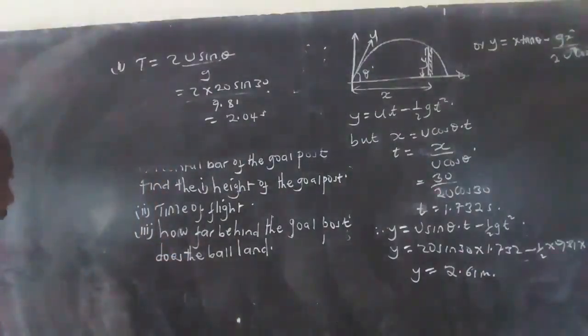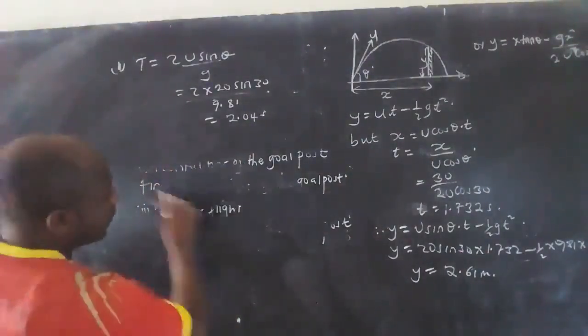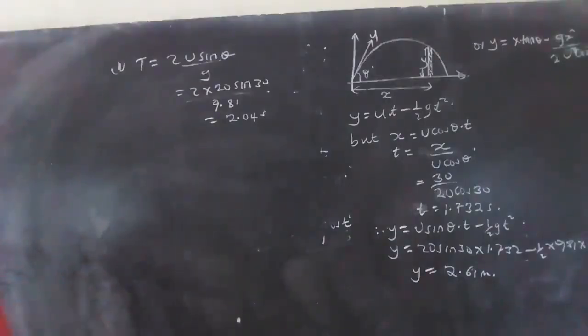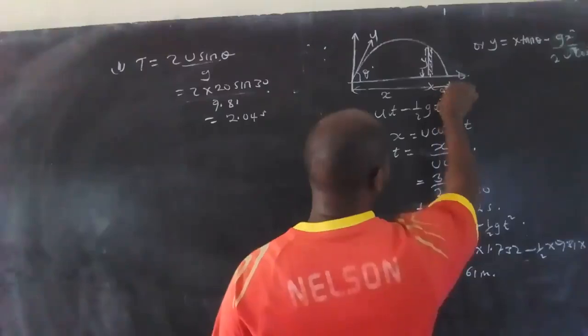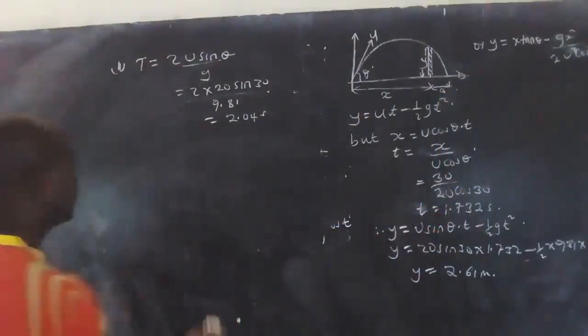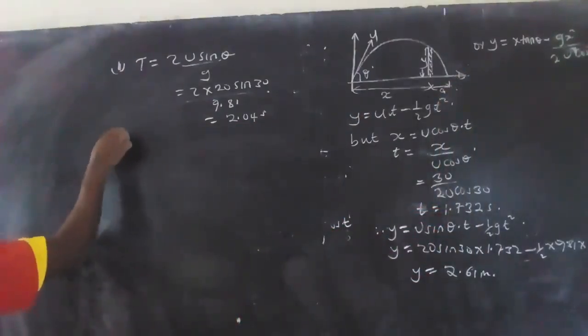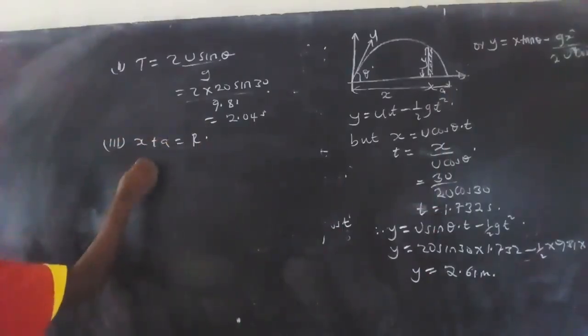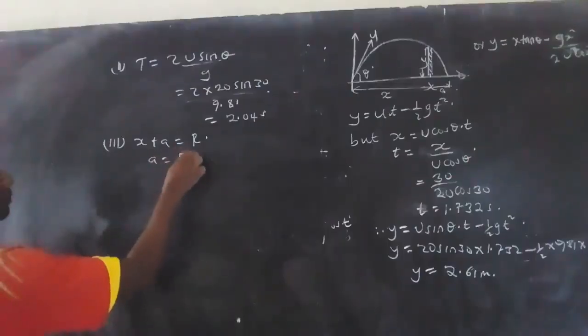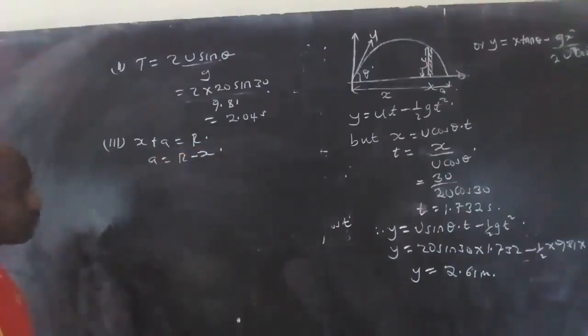The next says, how far behind the goalpost? So we have to get how far behind the goalpost. This distance, let us call it A. So that x plus A should give us our range, not so? Meaning that our A will become our range minus x. But we have x, we don't have the range.